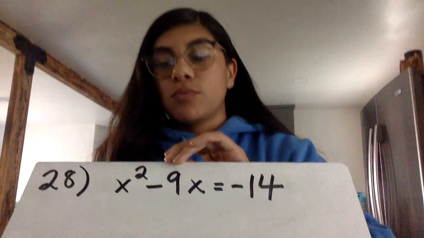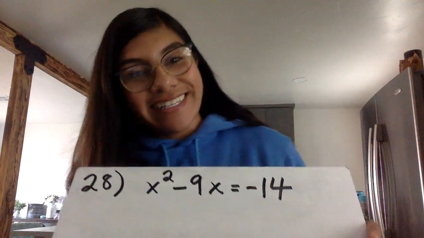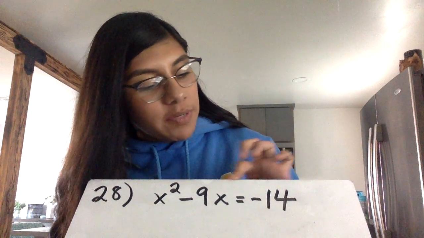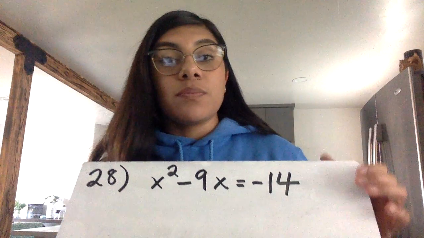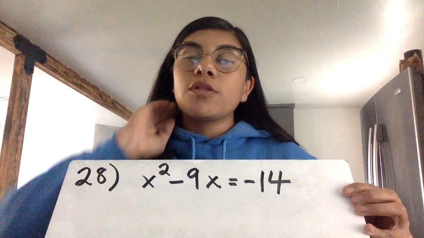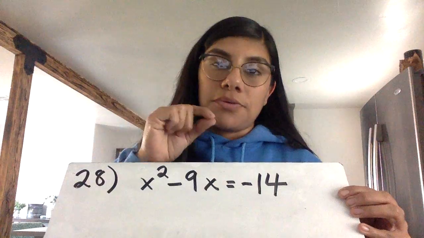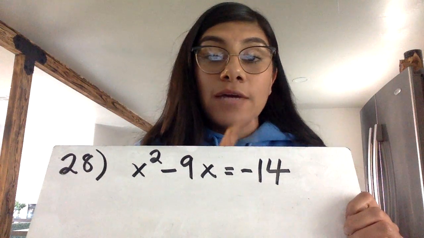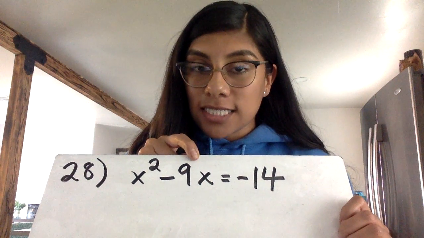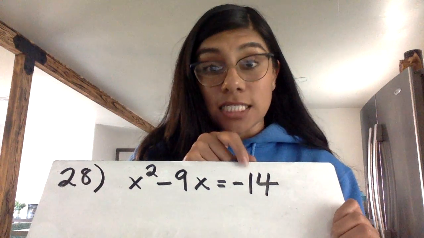So if you take a look at this problem, I have my polynomial right here, and then I have this negative 14 over here. In the previous example, the polynomial was equal to 0. So there was a 0 right here. But we have a negative 14. I want to move this over to this side, so that way I can get a 0 right here.